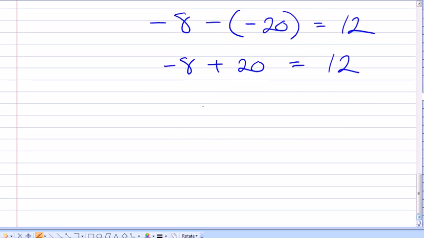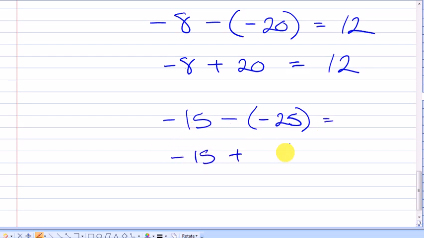We'll see one more of those and then stop the video. -15 minus a -25. The -15 stays -15. The minus minus becomes plus 25. Notice minus minus plus. Okay. Signs are different, so that means I subtract. And the number with the larger absolute value is 25. So that means my answer is a positive 10. So that means this answer is also a positive 10.